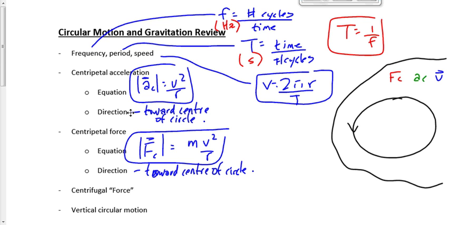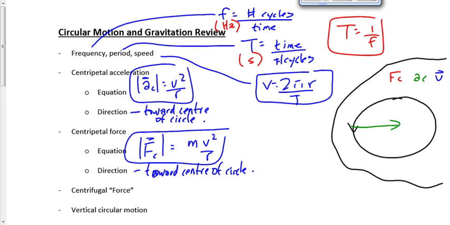So let's draw a green arrow here. Which way is the centripetal acceleration pointing when I'm at the left side of the circle there? Stefan? Toward the center. So let's draw my green arrow toward the center of the circle. Which way would my red arrow be, my centripetal force? The red arrow, which way is it going to be? Good, toward the center of the circle as well.